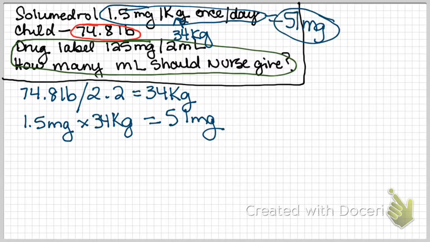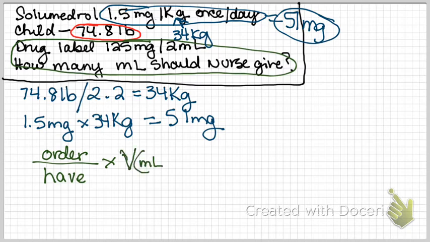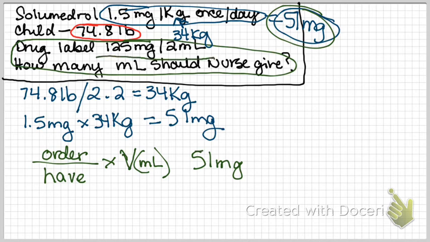So we need to find out how many mL should the nurse give. The drug label says 125 milligrams per 2 mLs. So let's go ahead and put that formula together. So the formula would be, what did the doctor order over what's on hand, or what do you have? And then at this point, you're going to find out what your volume is. What do you have? How many cc's do you have, or mLs? Okay, so let's put this together. Your order is 51 milligrams. Okay, so we have 51 milligrams. What do you have on hand? So looking at this right here, you have 125 milligrams on hand.